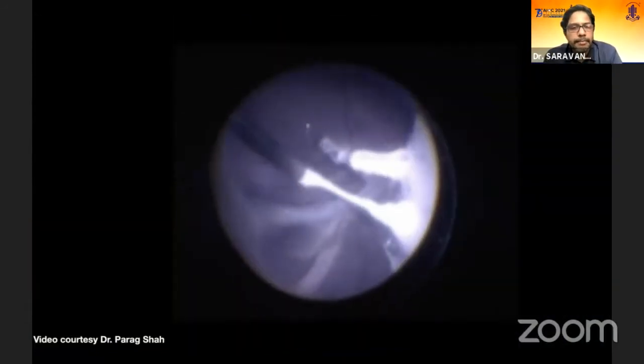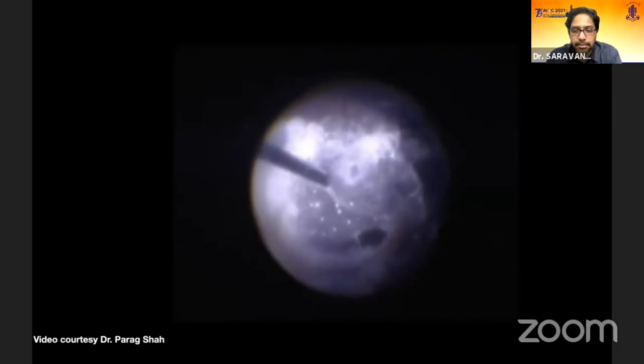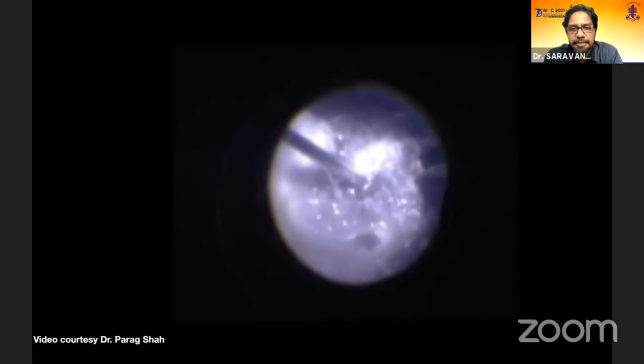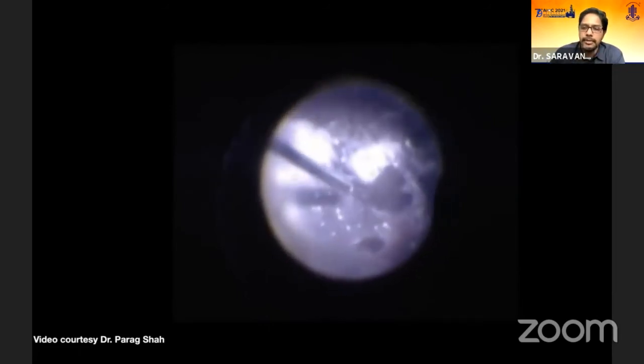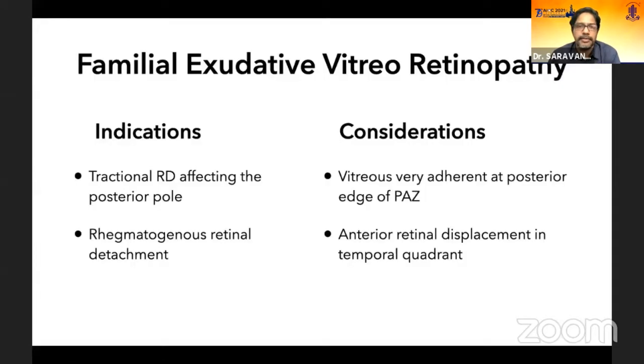Sometimes in stage 4B, using triamcinolone can help to delineate the posterior hyaloid a little bit more easily, especially with the presence of multiple schisis layers. So triamcinolone may be helpful in identifying various schitic layers in the posterior vitreous cavity.